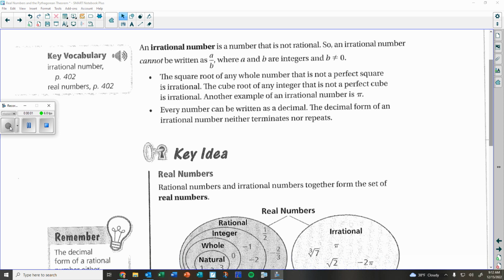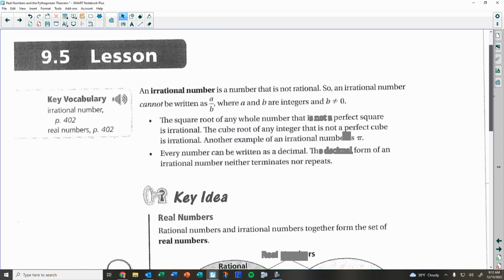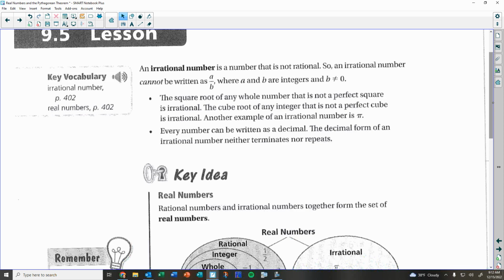So today we get into irrational numbers. At the very top of page 402, down there at the bottom, 402, okay? The definition's kind of funny to look at. An irrational number is a number that's not rational. Well, yeah. So what is it? It is basically any decimal that's non-repeating and non-terminating.